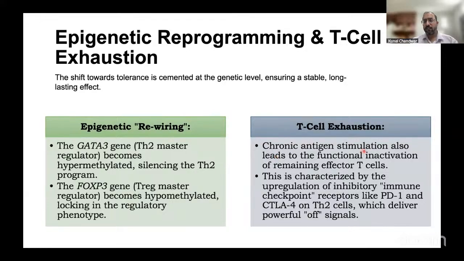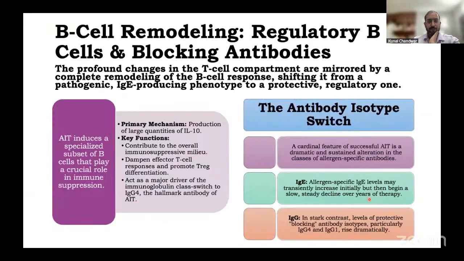And chronic antigenic stimulation also leads to the functional inactivation of the remaining effector cells. So if you have long-term chronic stimulation, T cell exhaustion happens, and this is characterized by upregulation of inhibitory immune checkpoint receptors like PD1 and CTLA4 on the Th2 cells, which deliver a powerful off signal. So you will have more CTLA4 and more PD1 receptors on the T cells, which have more anti-inflammatory or inhibitory function and are much more difficult to activate on allergen exposure.